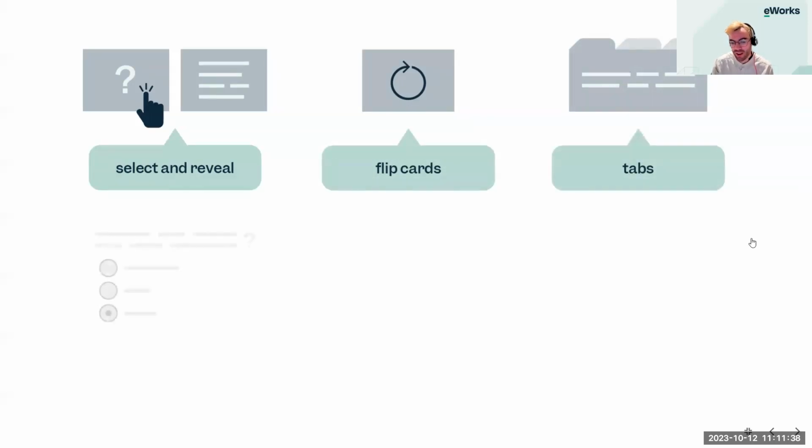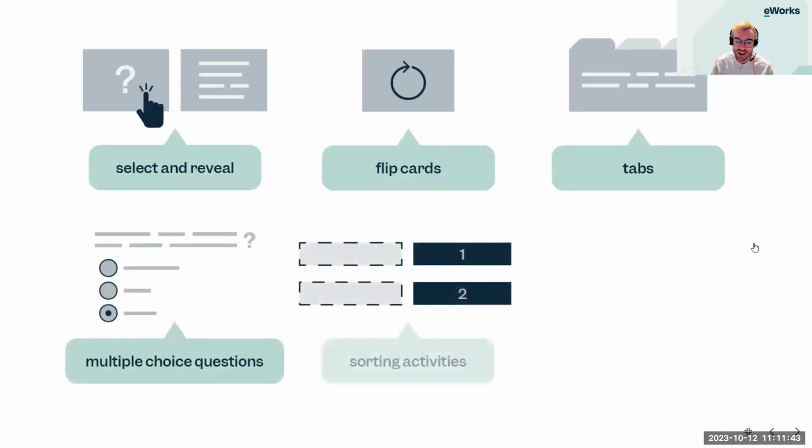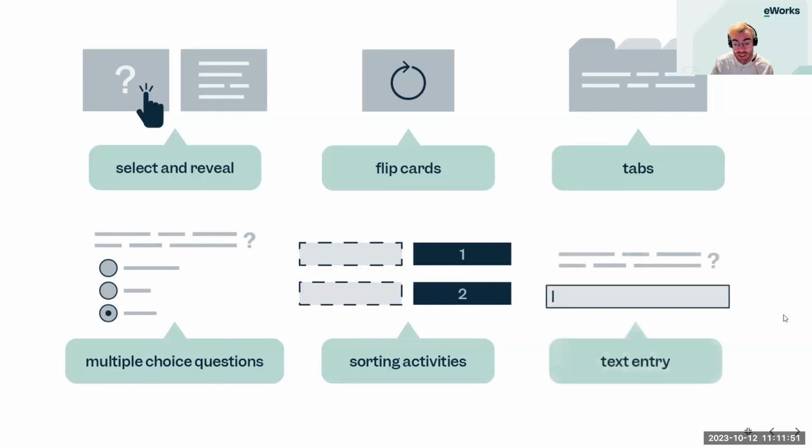But we also like to use a lot of question activities like multi-choice questions and sorting activities, which usually work as knowledge checks to make sure learners have been understanding what they're being taught. And later on, we'll look at how text entry interactions can get a little more complicated. But at their simplest, we use them to collect feedback or ask learners for their name to customize the course.